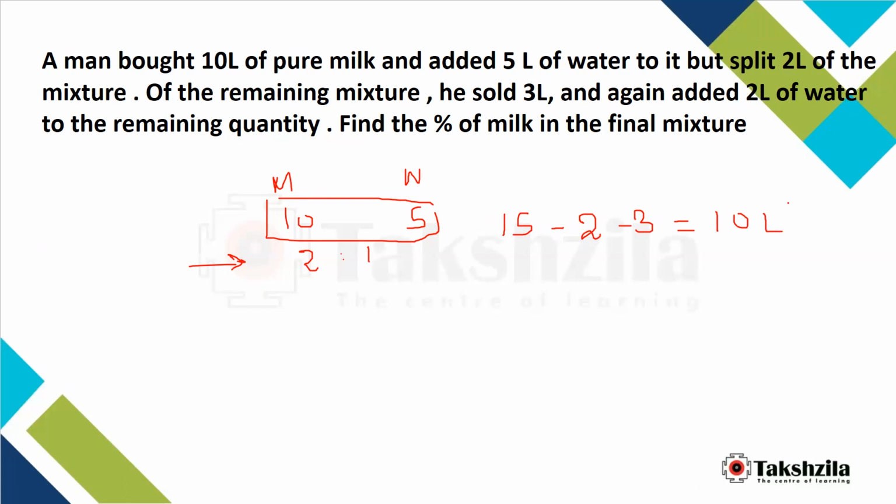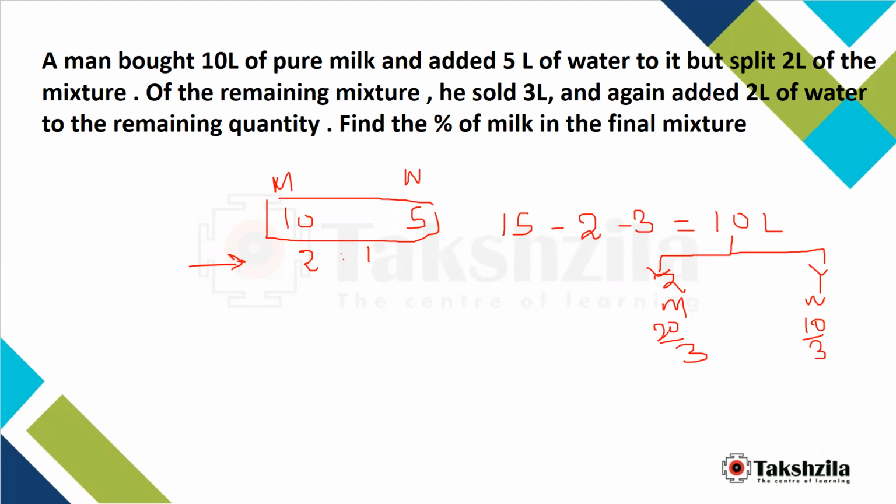We are left with 10 liter. Now in this particular 10 liter, what is the quantity of milk and water? The ratio will still be the same because nothing is being added. Only the mixture is sold out. So again, this will be 2:1 only. So which means that milk will be 2/3 into 10. So this will be 20/3 and water will be 10/3.